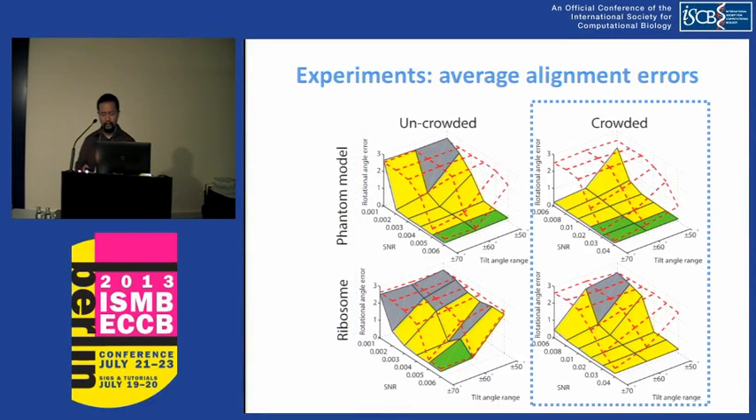Most importantly, for the crowded subtomograms, our new method is highly resistant to the existence of neighbor structures. However, our older method fails in most situations.